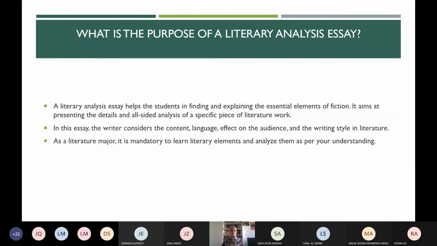Okay, so the writer here considers the content, the language, the effect on the audience, and the writing style. When you analyze all of these, it helps you to add these elements in your writing, which will make you a better writer. Okay, so it is mandatory to learn literary elements and analyze them as per your understanding. You have to understand in order to analyze.